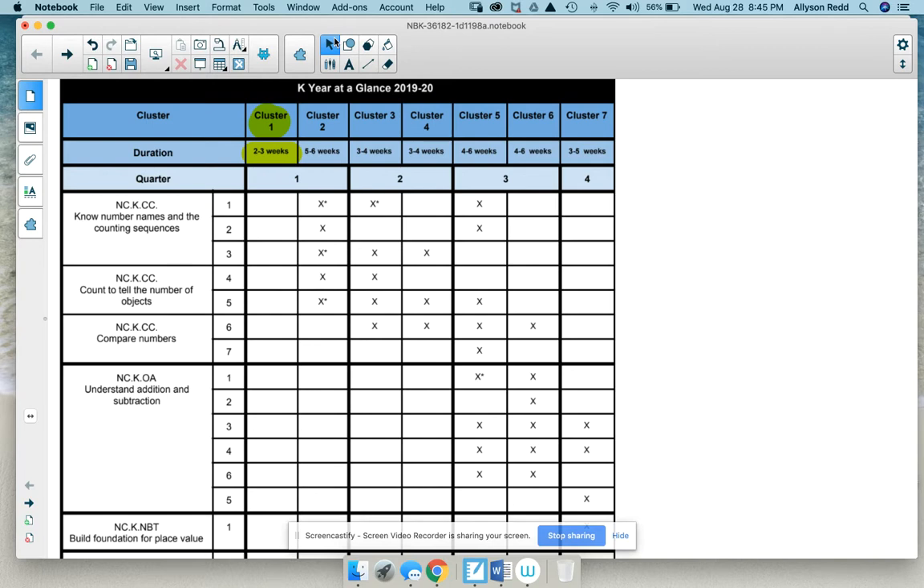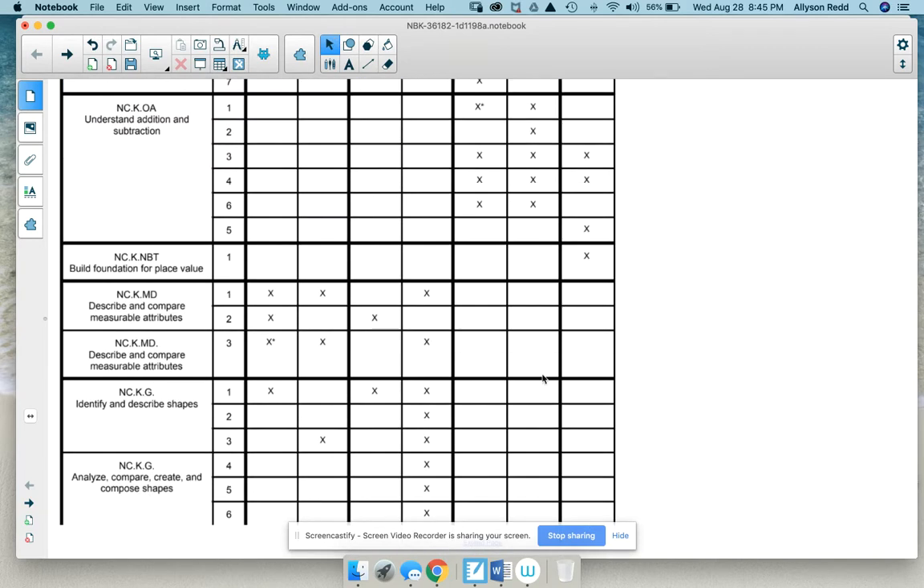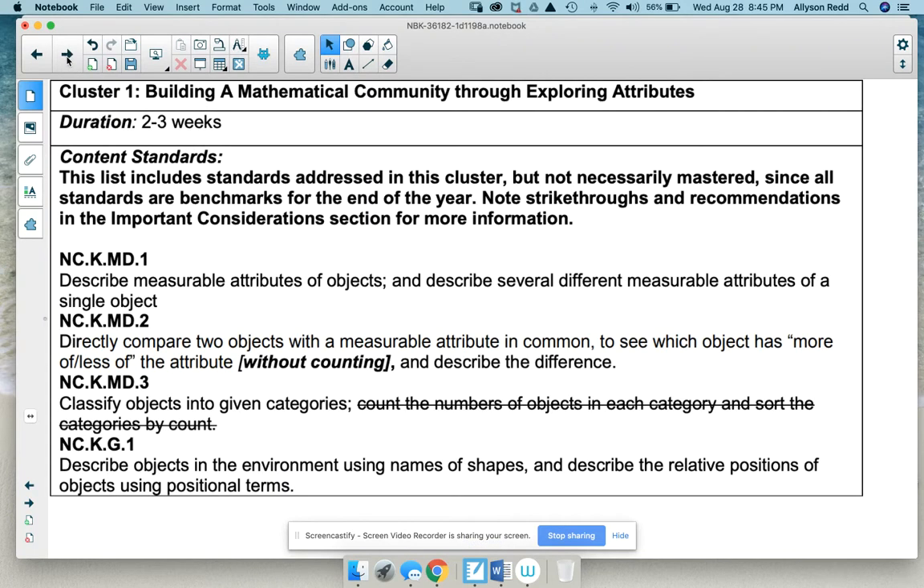So when we look at cluster one, we are also starting with these four standards. Measurement and data one and two, some of three, that's why it has an asterisk by it, and KG1. So let's get into some of the standards here.